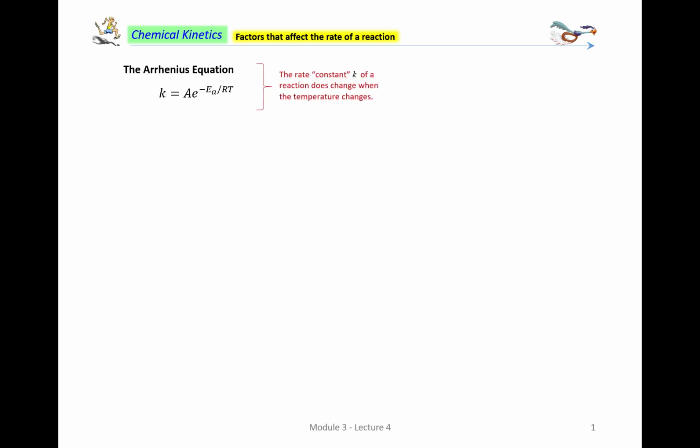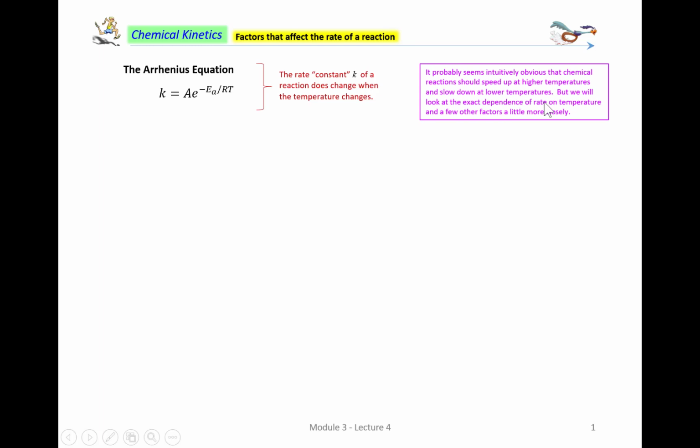And what the Arrhenius equation basically shows us is that the rate constant for a reaction is strongly dependent on the temperature. It probably seems intuitively obvious at this point that a chemical reaction should speed up at higher temperatures and slow down at lower temperatures. But we will look at the exact dependence of the rate on temperature and some other factors that need a little more scrutiny.